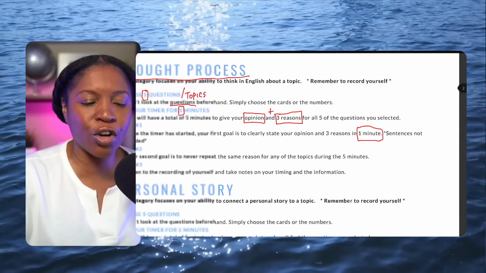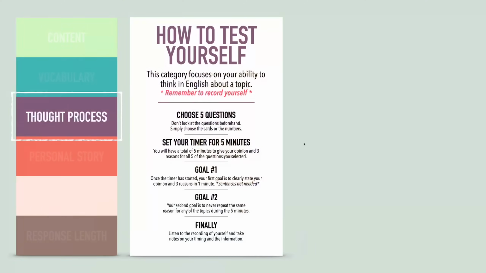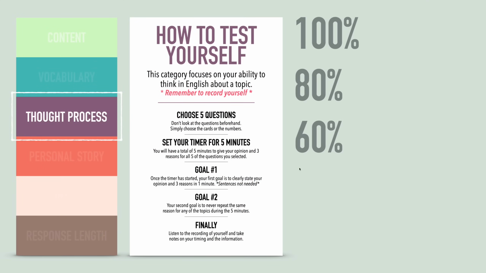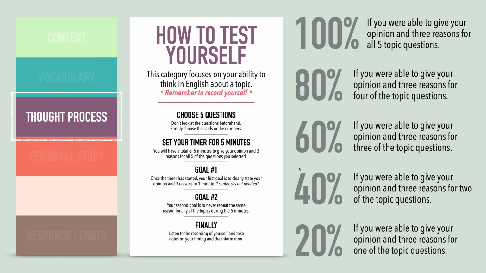So again, that's your goal. In 60 seconds, being able to give your opinion and 3 reasons that support your opinion, no matter which question you choose, right? This is your goal for this category. Once again, the thought process category. So how can you score yourself? Again, that's your goal. Never repeat yourself as well. You get a 100% if you're able to give your opinion and 3 reasons for all 5 topic questions. Remember, you only have 5 minutes.